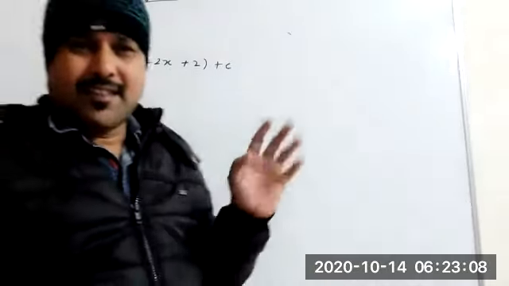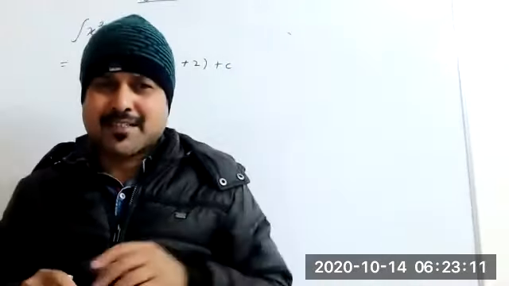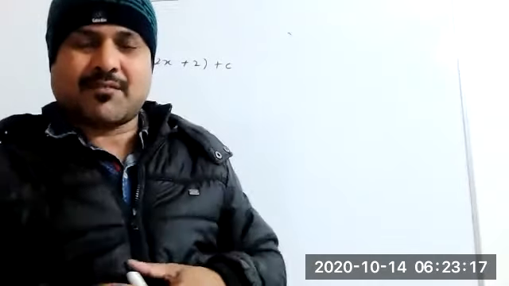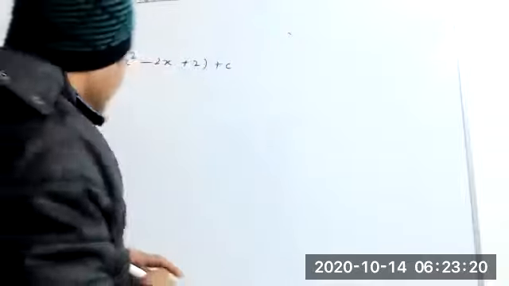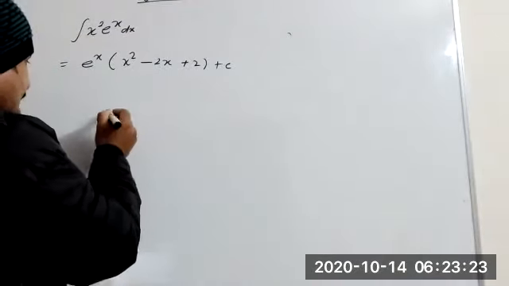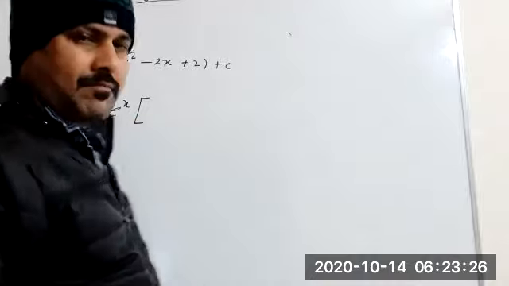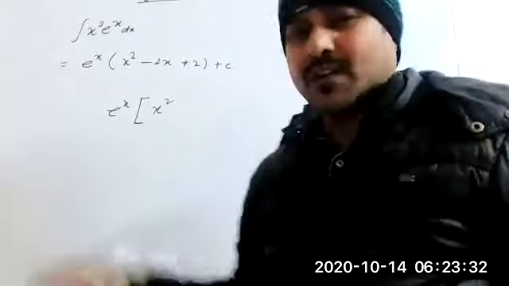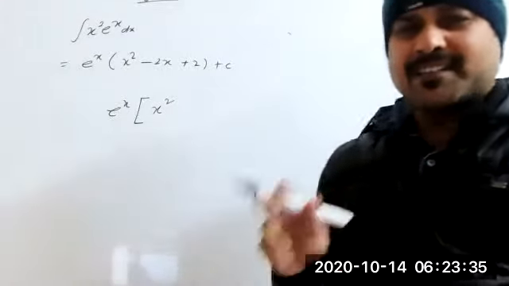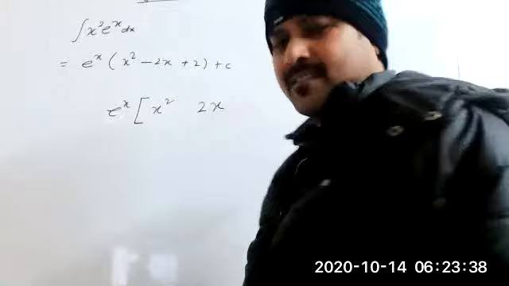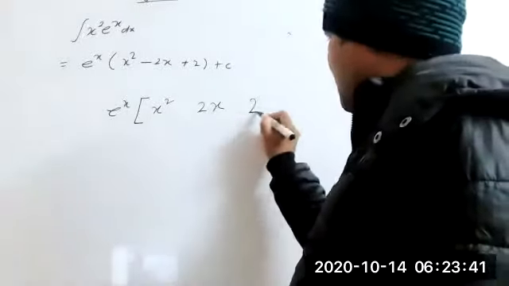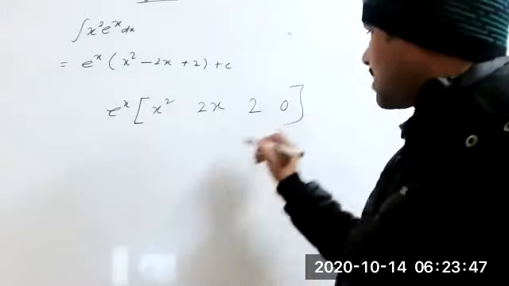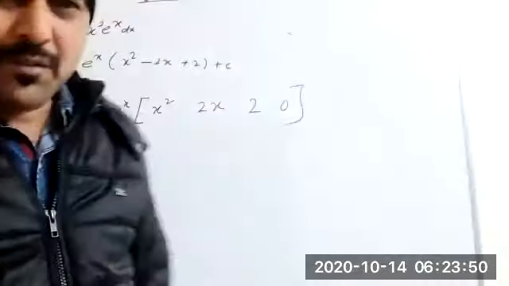What are you thinking, that I remembered the previous answer? No, that is not the case. I know some tricks and techniques for this. I will tell you now. What is the technique? Start from x square, multiplied by e to the x. Find its derivative, find its derivative till it is 0.